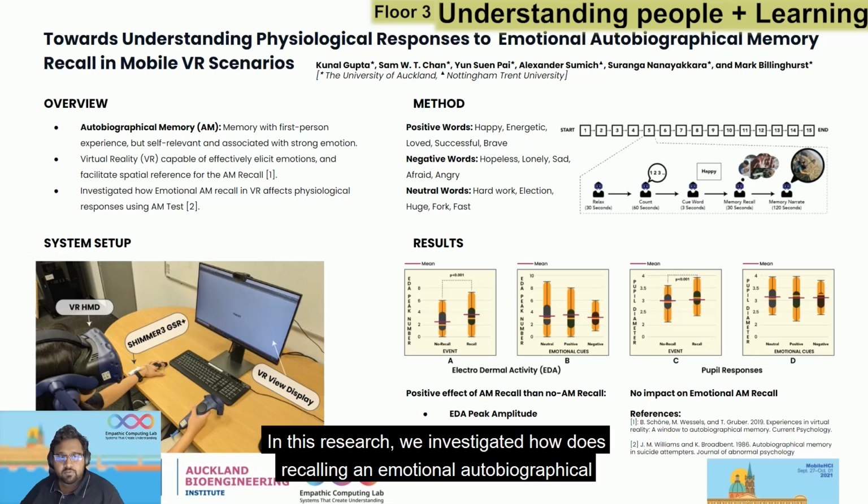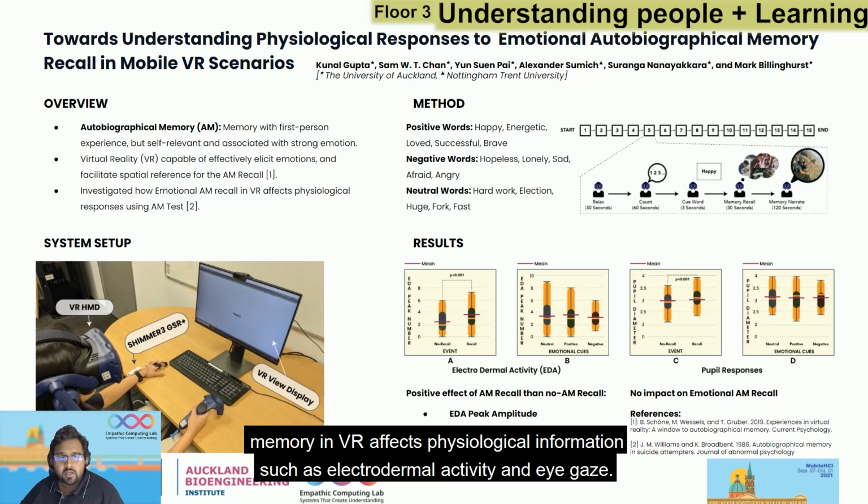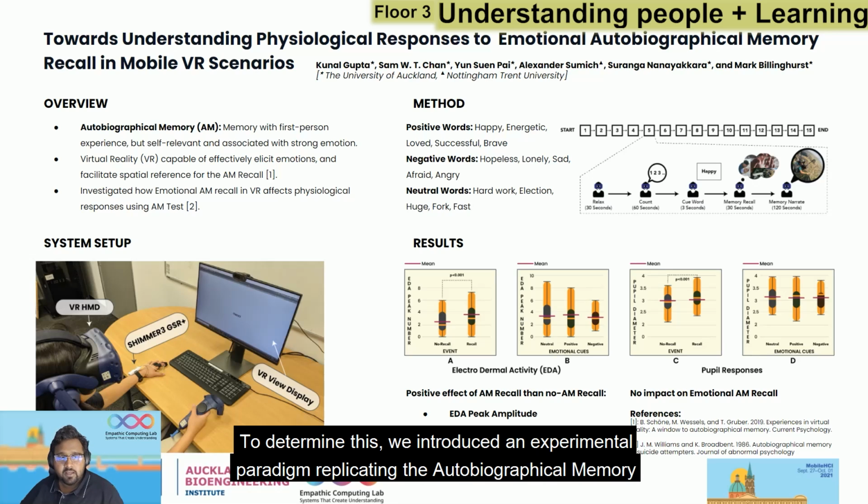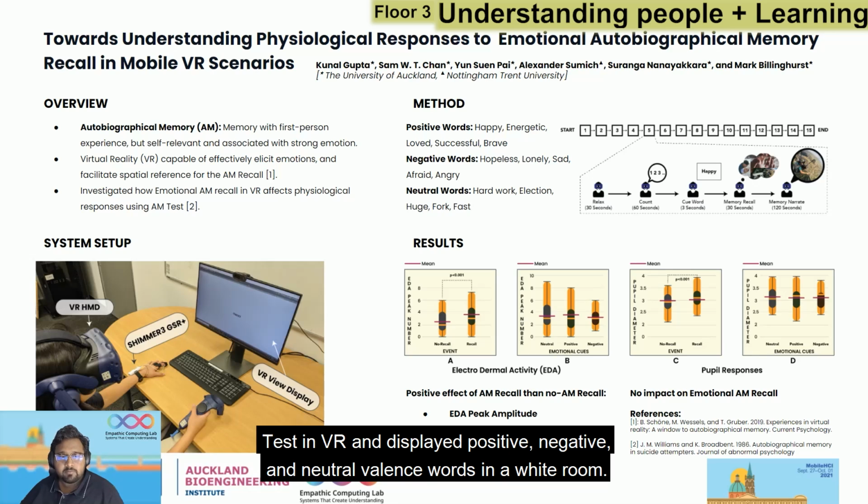In this research, we investigated how recalling an autobiographical memory in VR affects physiological information such as electrodermal activity and eye gaze. To determine this, we introduced an experimental paradigm replicating the autobiographical memory test in VR and displayed positive, negative, and neutral valence words in a white room.